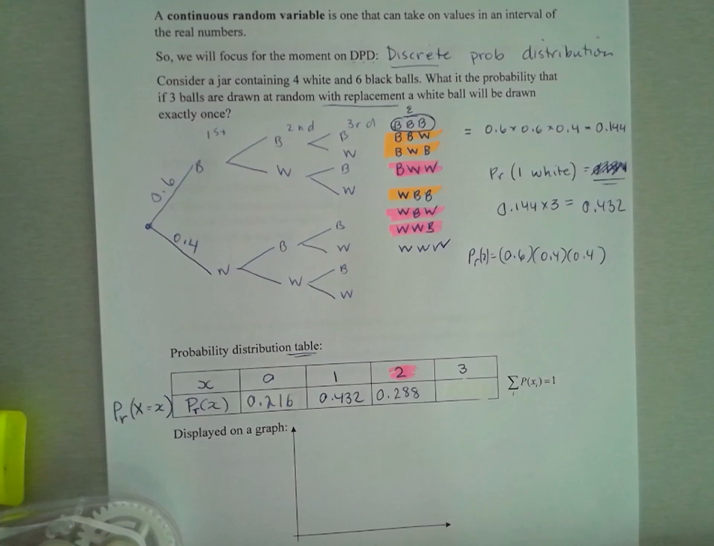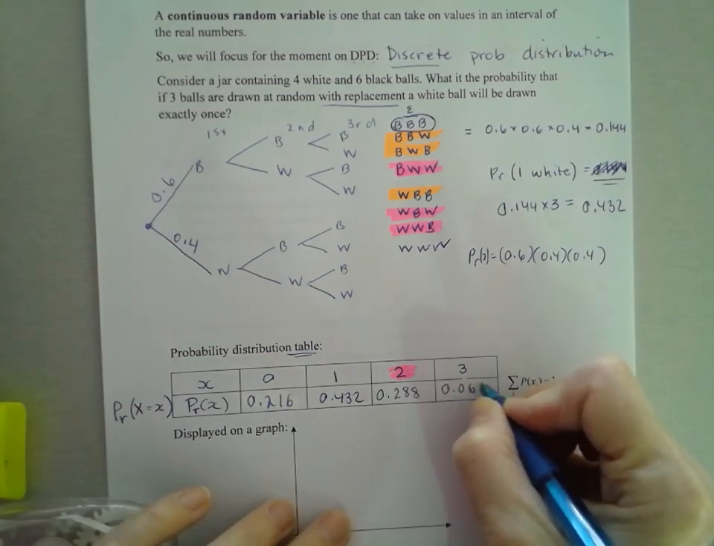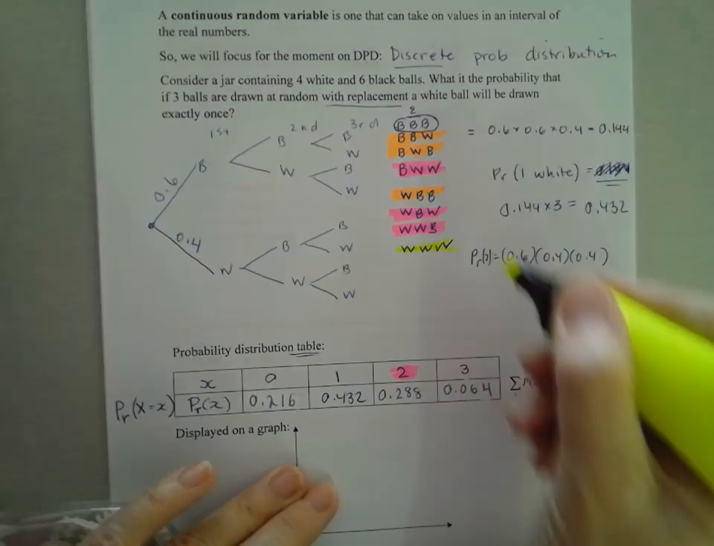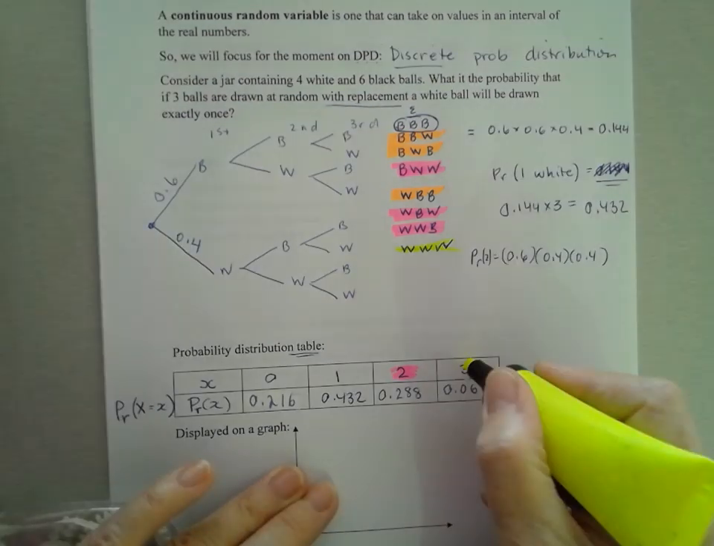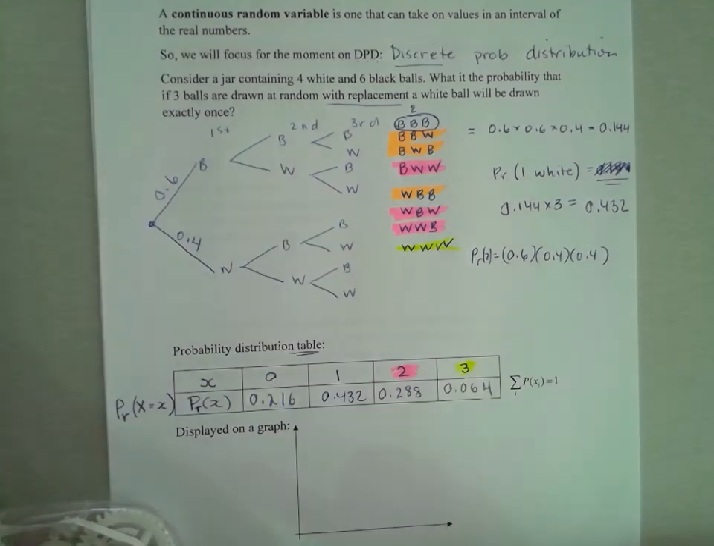Okay, and this last one is 0.064. It's white, white, white, so it's 0.4 to the 3rd. How come 3 whites is not the same as 3 blacks? Yeah, different probability. There's more blacks in there.